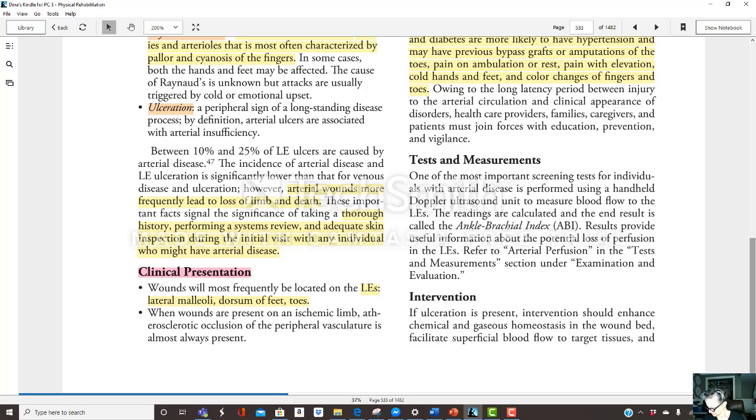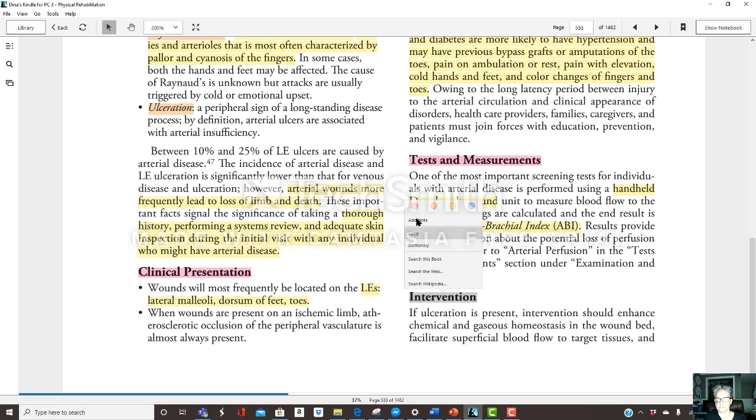Tests and measurements. One of the most important screening tests for individuals with arterial disease is performed using a handheld Doppler ultrasound unit to measure blood flow to the knees. The readings are calculated and the end result is called the ankle brachial index (ABI). Results provide useful information about the potential loss of perfusion in the knees. Refer to arterial perfusion in the tests and measurements section under examination and evaluation.